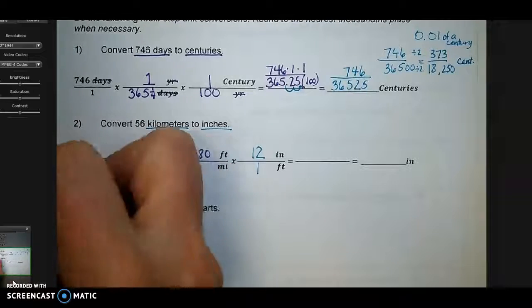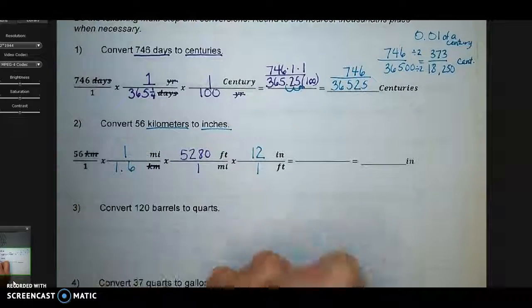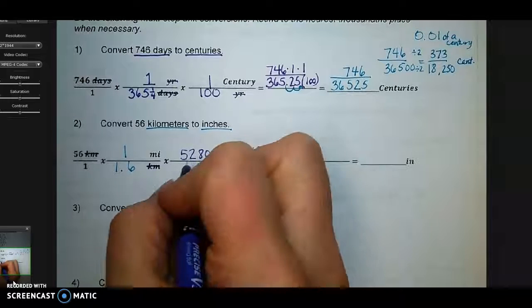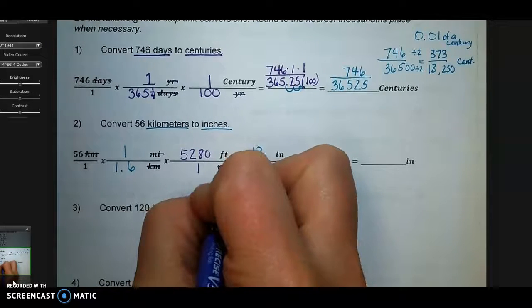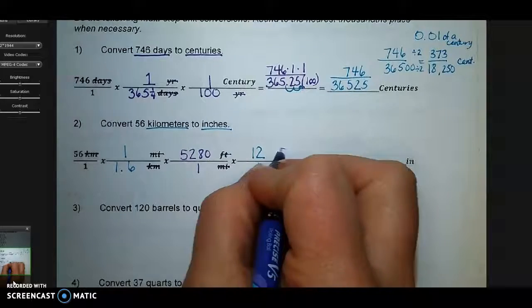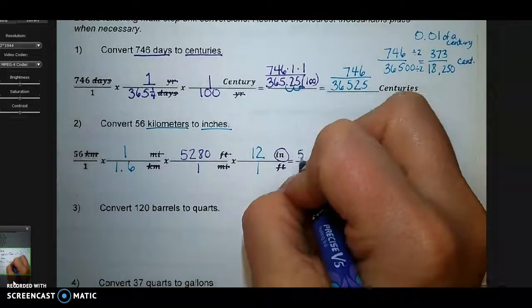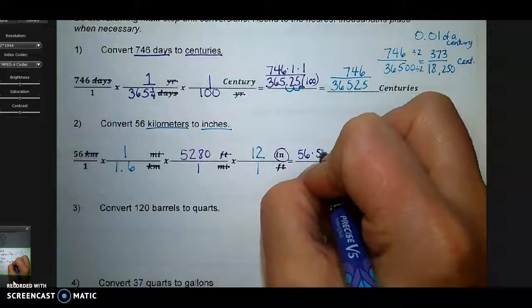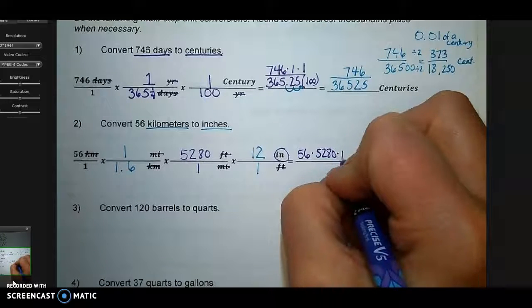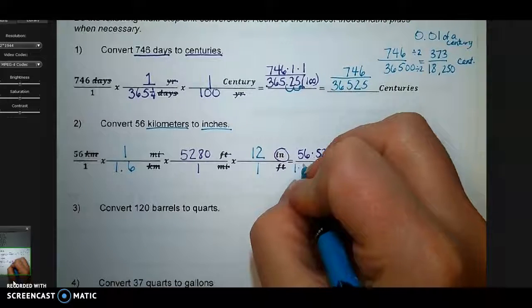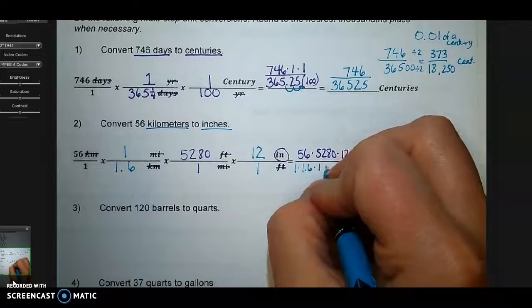Once again, my kilometers are going to cancel out. My miles are going to cancel out. My feet are going to cancel out. And I'm left with the label that I want. Up top here, I'm going to end up doing 56 times 5,280 times 12. And on the bottom, I have 1 times 1.6 times 1 times 1.